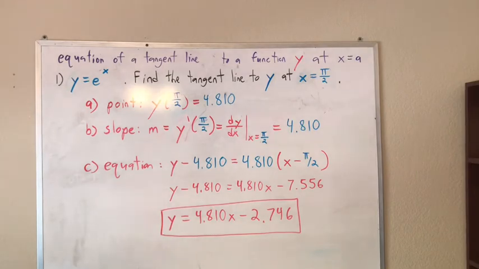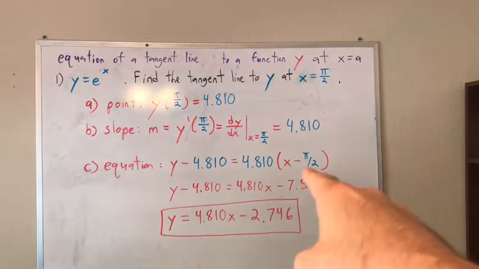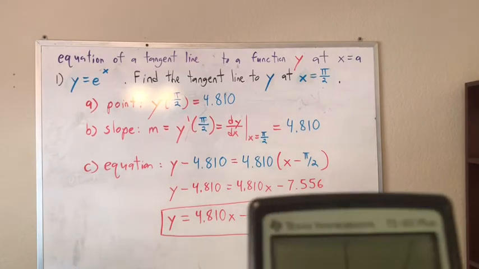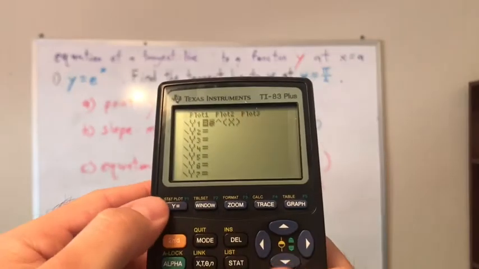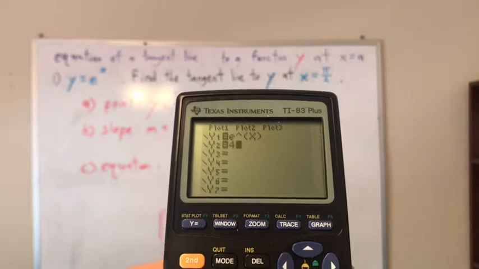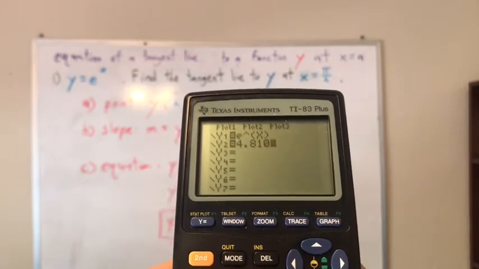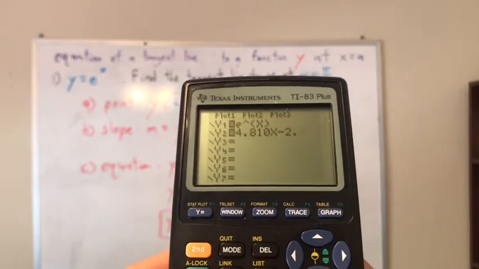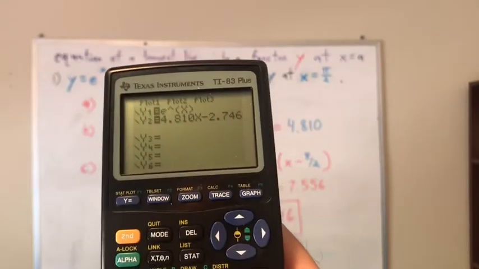But I digress. Now, you see what equation we came up with using point slope form and then made it to slope intercept form. Let's try plugging this linear equation into our calculator. So we're going to have the exponential function. Now we're going to plug in that linear function, which is y equals 4.810 x minus 2.746.